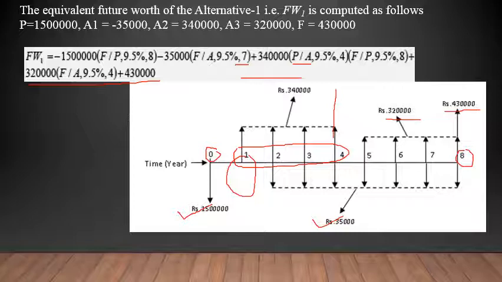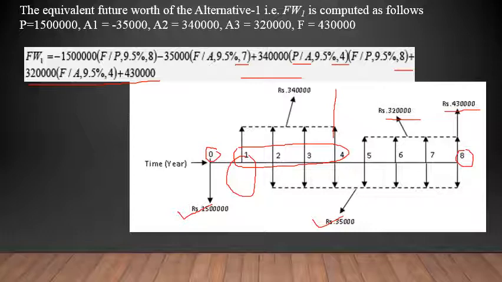What will be n here? Count the number of flows: 1, 2, 3, 4. So n will be 4. Then F by P comma 9.5 comma 8, because you have to get a compounded value at the end of year 8. That's why n will be 8 here.